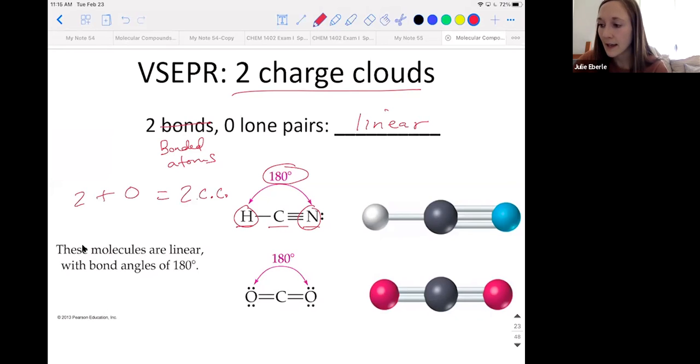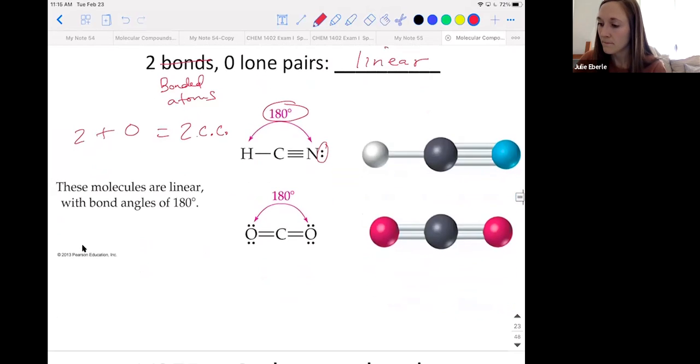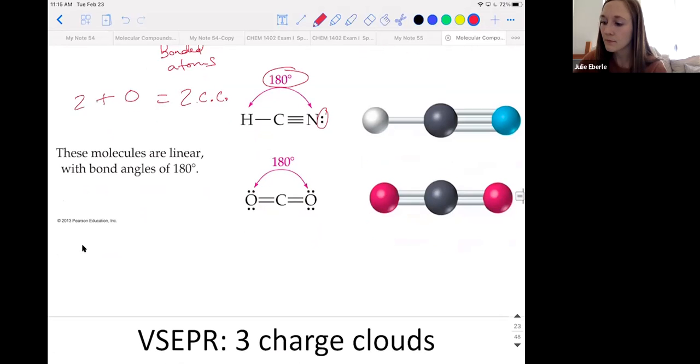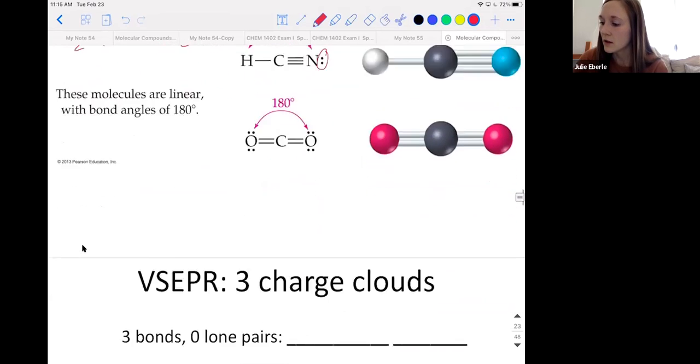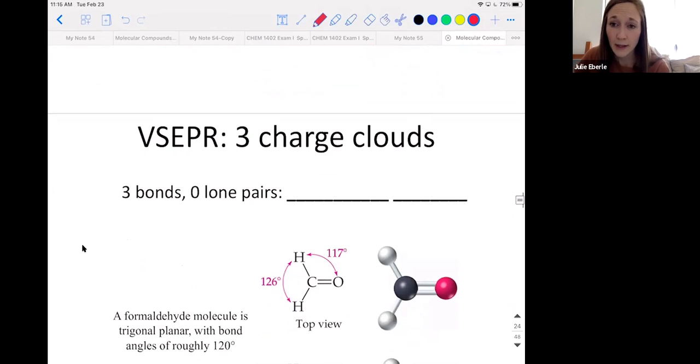Now again, I know that there are lone pairs in this molecule. They're right here on the nitrogen, but I am not trying to name the geometry of nitrogen in this case because nitrogen is not central. I'm only naming the geometry of the carbon. I'm not going to ask you to memorize bond angles either. The 180 degrees there helps illustrate the point, but that's not something I need you to memorize, okay? So that's the only way you get linear, 2 charge clouds.